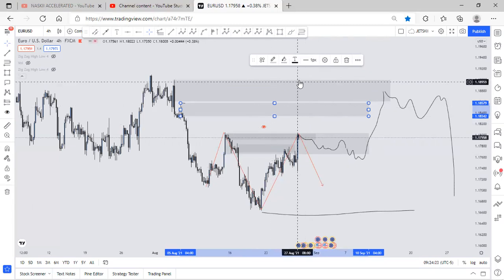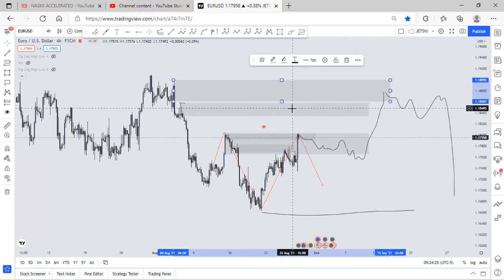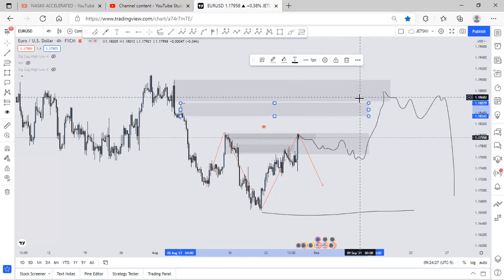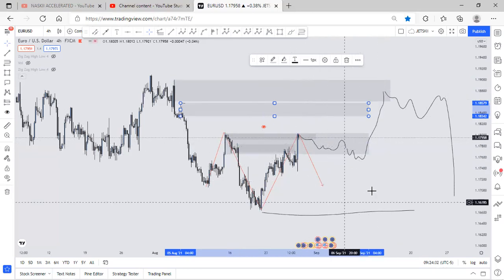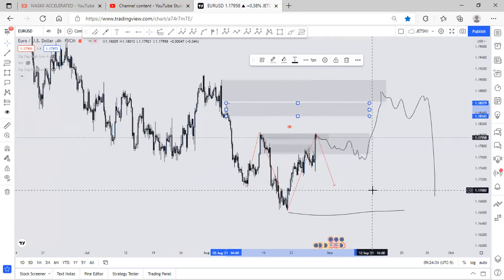Just because there's an untested zone above doesn't mean it needs to come and test it. It can still short from these areas here. It can still short from those areas.